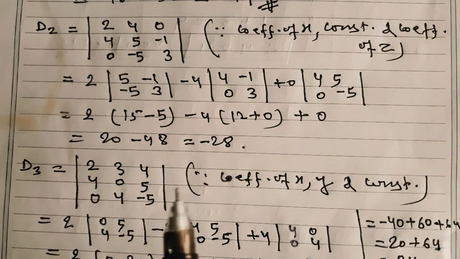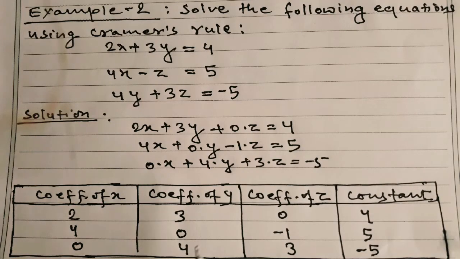To find the value of D3, we have to cancel the coefficient of Z, and the coefficient of Z we have to replace by the constant. That means to find the value of D3, we take coefficient of X, coefficient of Y, and then we take constant, because coefficient of Z is replaced by constant. That means coefficient of X, coefficient of Y, and constant.